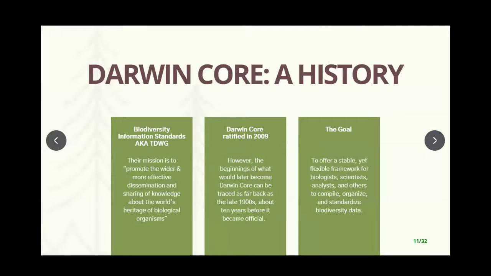Before we can talk about Darwin Core, we have to talk about the organization TDWG, which is now known as Biodiversity Information Standards (TDWG). Their mission is to, quote, promote the wider and more effective dissemination and sharing of knowledge about the world's heritage of biological organisms, end quote. To help in this endeavor, a working group was tasked in creating the first ratified Darwin Core scheme in 2009. However, Darwin Core got its start in the late 1900s, about 10 years before it was made official. The main goal of the scheme was to offer a stable yet flexible framework for biologists, scientists, analysts, and others to compile, organize, and standardize biodiversity data.